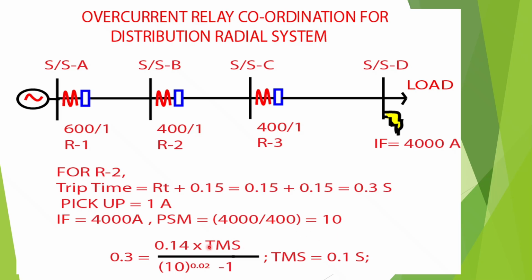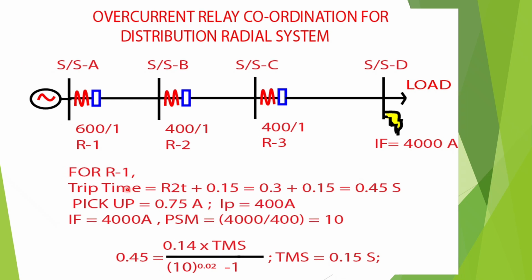Now we have to calculate the value of the TMS. Here the TMS comes as per the IEC normal inverse or standard inverse curve. The trip time is given as 0.3 is equal to 0.14 into TMS divided by 10 to the power 0.02 minus 1. So TMS comes as 0.1 second.